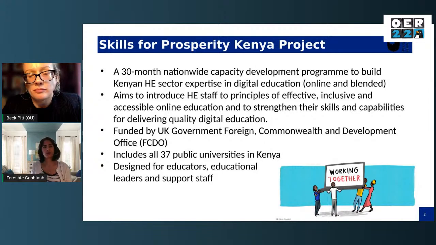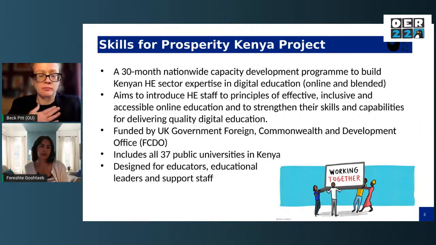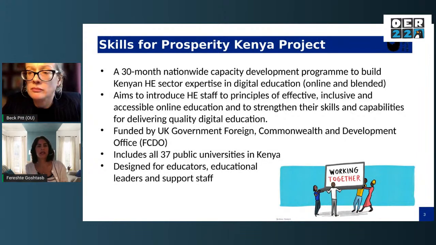And the aim of this project specifically is to introduce staff to principles of effective and inclusive and accessible online education. And when we talk about inclusivity, especially for Kenya, it's from mainly 2 aspects. First, providing online education that is accessible for students with disability. And second, for marginalized students, especially when it comes to gender. Female students usually do not receive the education compared to the male population, and that's one of the aims of this project.